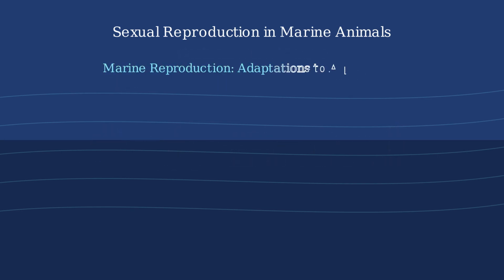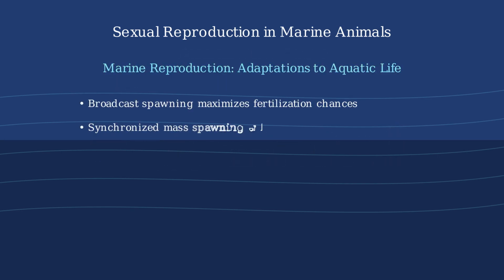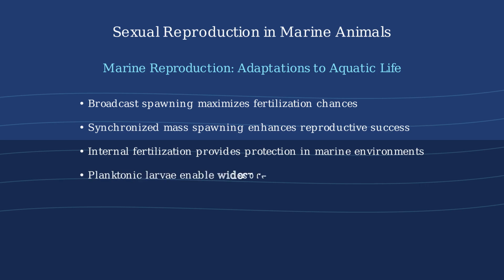Marine animals have evolved diverse reproductive strategies that are uniquely adapted to their aquatic environments. These reproductive adaptations are crucial for their survival and ecological success in the world's oceans.